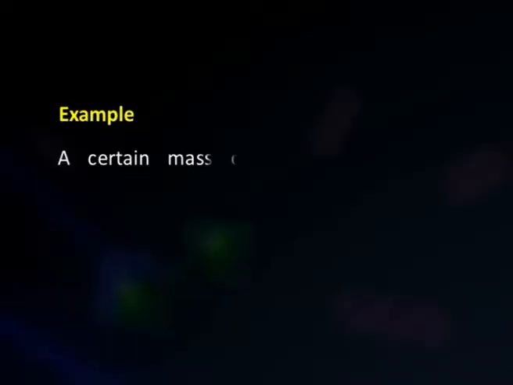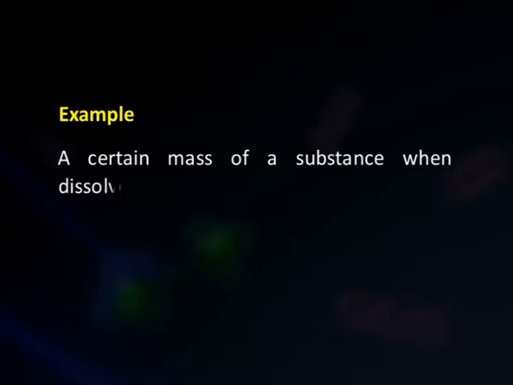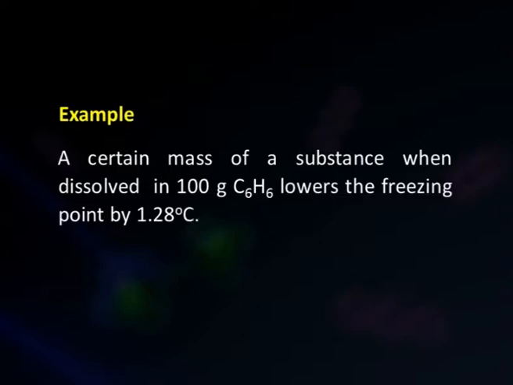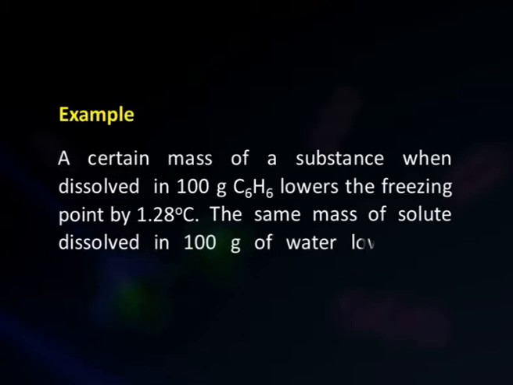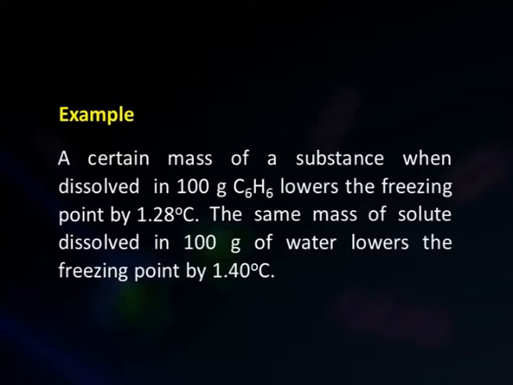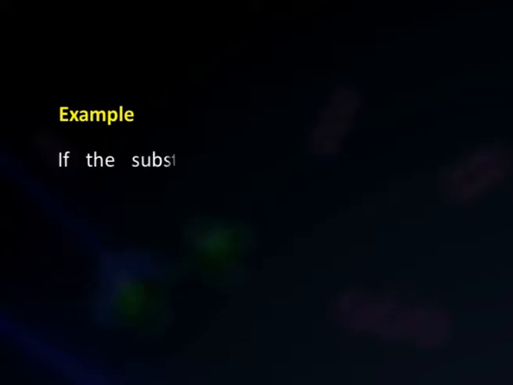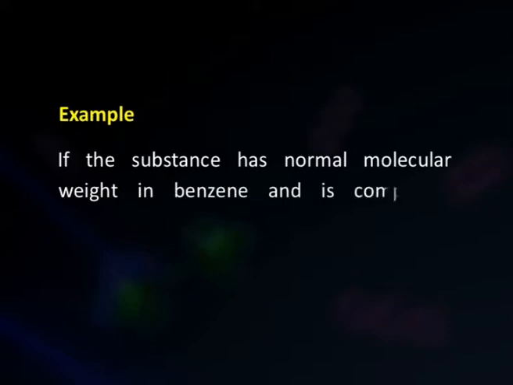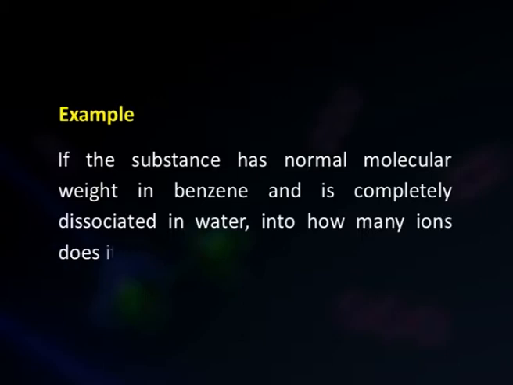Let us take another example to understand van 't Hoff factor in case of depression in freezing point. A certain mass of a substance when dissolved in 100 grams of benzene lowers the freezing point by 1.28 degrees Celsius. The same mass of the solute dissolved in 100 grams of water lowers the freezing point by 1.4 degrees Celsius. If the substance has normal molecular weight in benzene and is completely dissociated in water, into how many ions does it dissociate in water?